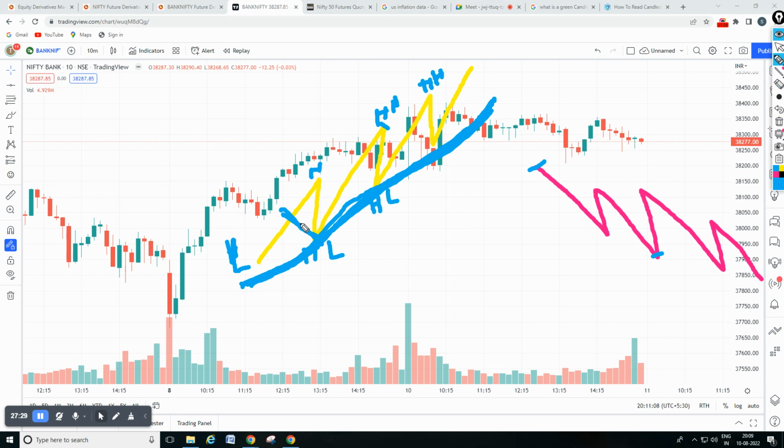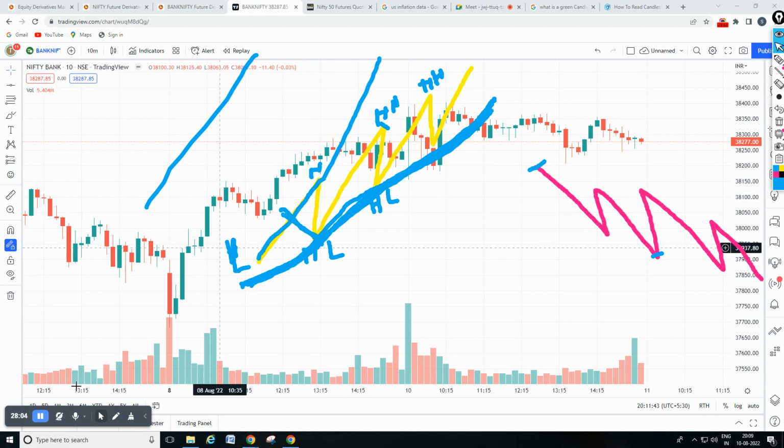This is the way the market goes. If the market is going like this, it won't sustain. This is not the way the market goes up. Suppose suddenly some news came and a stock has gone up 20%, 30%, 40%. Most of the time this happens. In the same way it will come down. That is not the correct way.